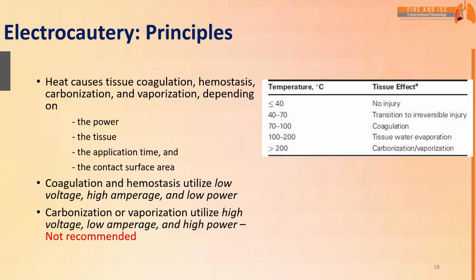Heat causes tissue coagulation, hemostasis, carbonization, and vaporization depending on the power. The power is the product of electrical current and tissue resistance.